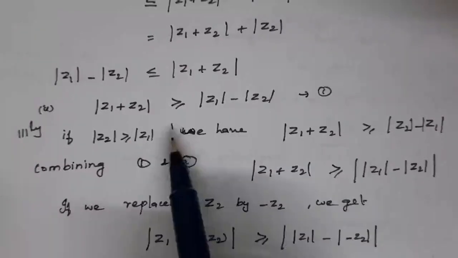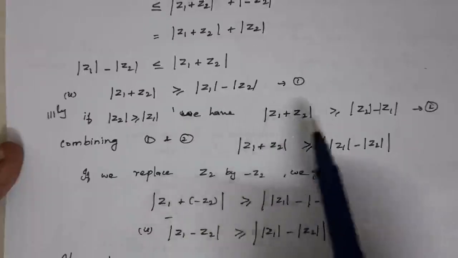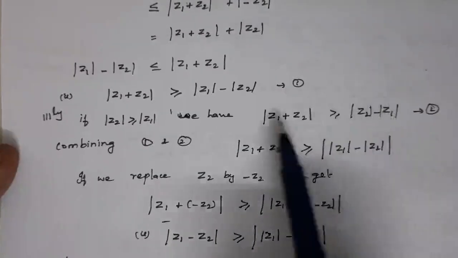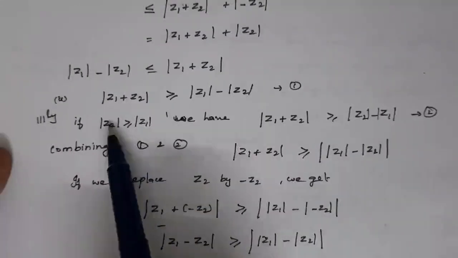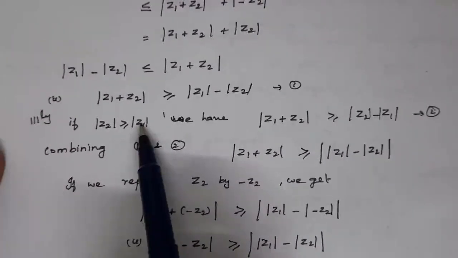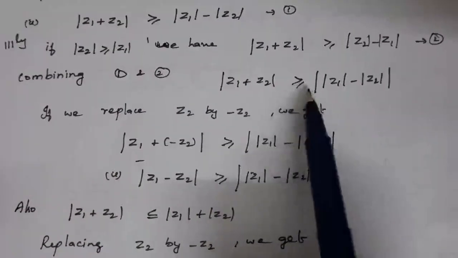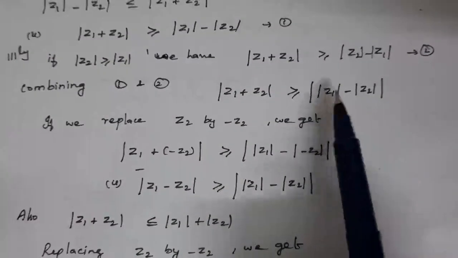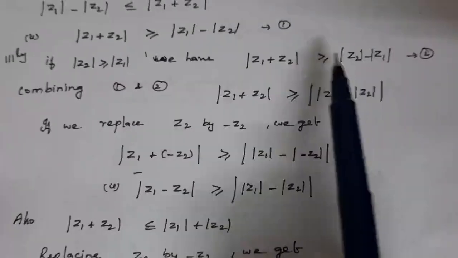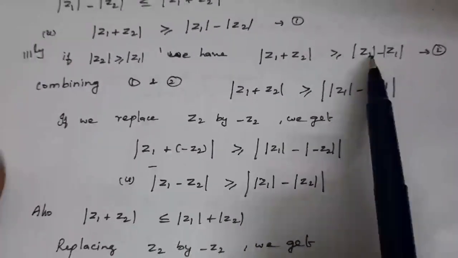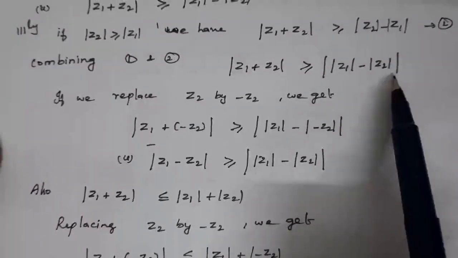Similarly, we have the same thing if z2 is greater than z1. So modulus of z2 minus z1. We have modulus of z1 plus z2 is greater than or equal to modulus of z2 minus z1 if modulus of z2 is greater than or equal to z1. So combining these two, modulus of z1 plus z2 is greater than or equal to the difference between these two. If z1 is greater than z2, it will be positive, or if z2 is greater, it will be positive. So combining these two, we can write the difference between these two in the entire modulus.